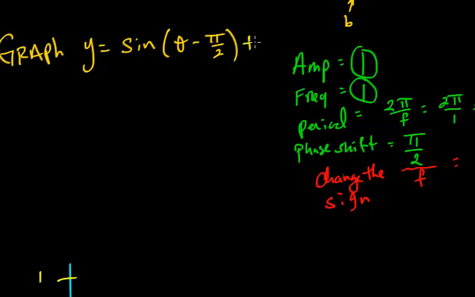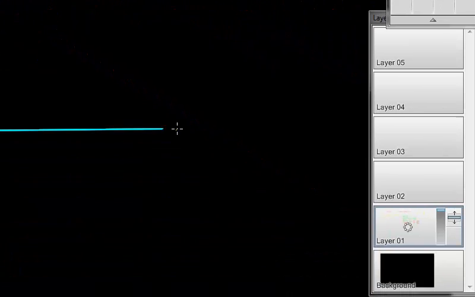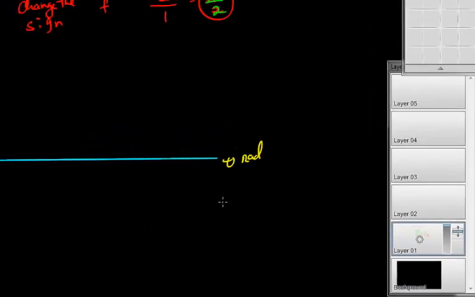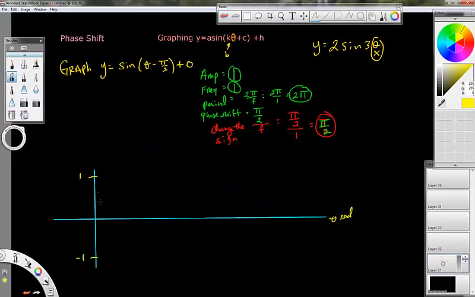This is actually plus 0 right there, so it's not going to be shifted up or down. So it's going to lie right here. The midline is going to be this axis right here, this theta radian axis. Otherwise, we call it the x-axis, but it's going to be that right there.